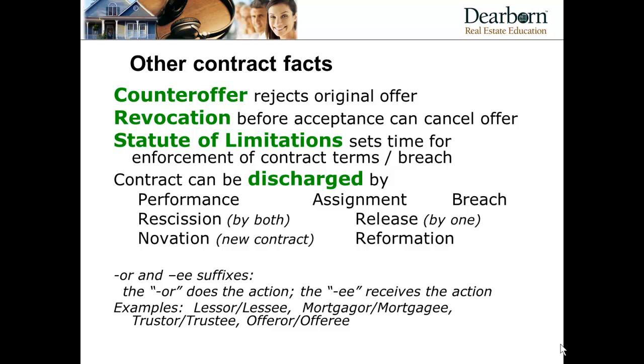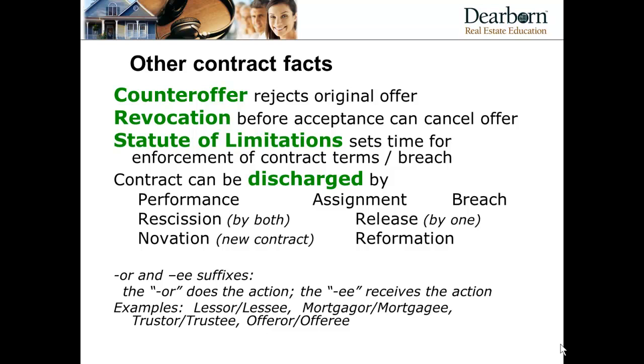And then just a note on the or and ee suffixes. The way to remember that is the one that ends in the or is the one that's doing the action. The one that ends in the ee or the ee sound is the one receiving the action. So you'll see, for example, the lessor and the lessee.